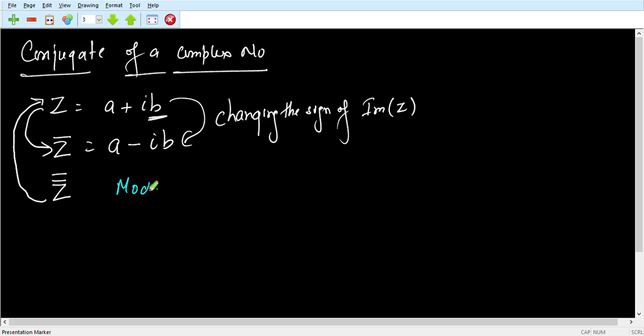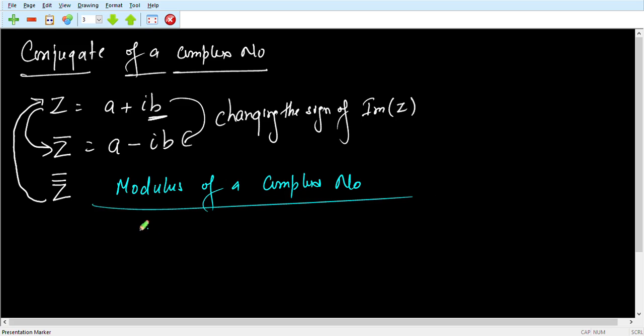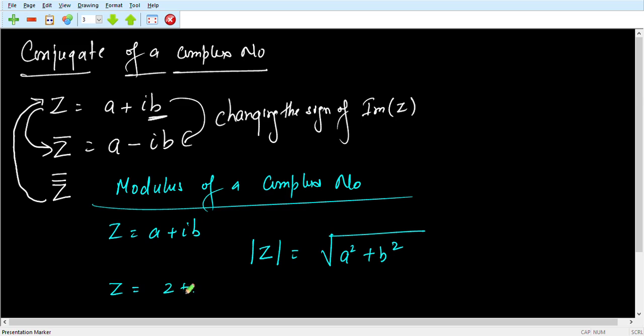Modulus of a complex number. Let us suppose I am having a complex number z is equal to a plus iota b. So the modulus of z is represented by mod of z, and that is equal to under root a square plus b square. For example, z is equal to 2 plus 3 iota, then mod of z will be equal to under root 2 square plus 3 square, and the answer will be under root 13.